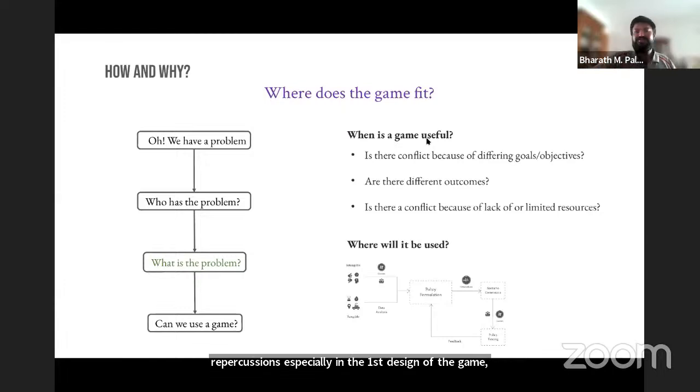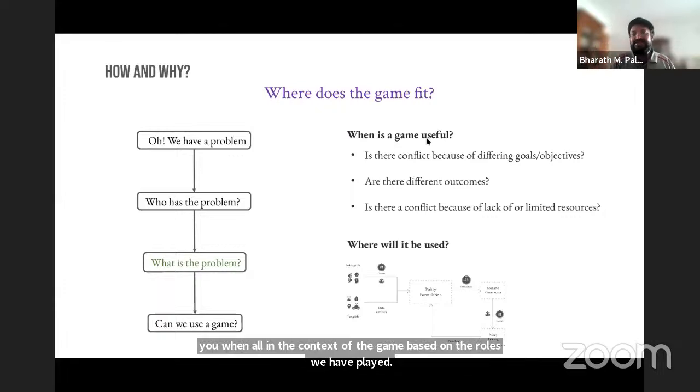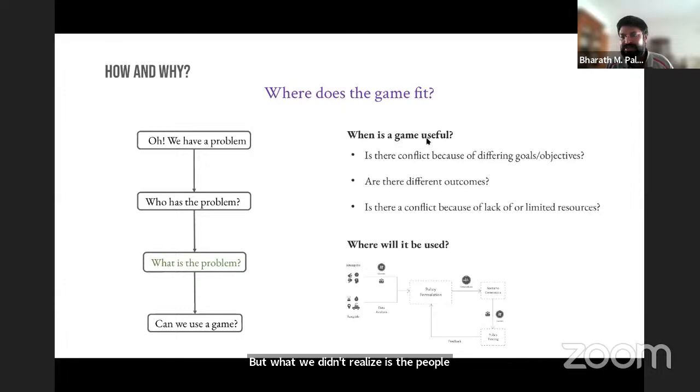I could disagree with you, Eric. I could disagree with you, Vinod, in the context of the game based on the roles we were playing. But what we didn't realize is the people playing the game had a huge difference in power. I was playing with my boss. I could also be playing with my boss's boss. So what that meant is I couldn't openly disagree.